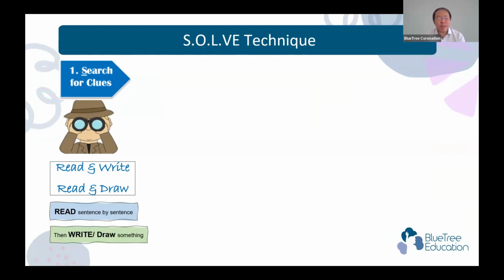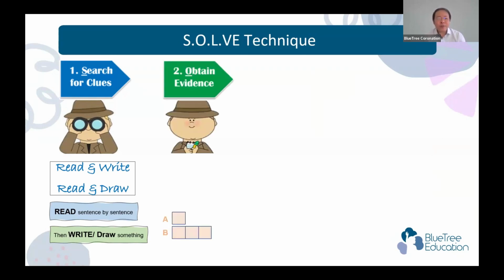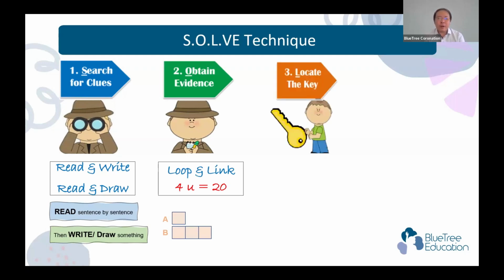You may read and write or draw a model to take down the notes. So for example, if the question says B has twice as many as A, that will give you a clue that B will have 3 units and A will have 1 unit. So you want to obtain the evidence, in this case, that the total of A and B together is 4 units. And they may give you a clue like, oh, this 4 units represents $20. So you can actually link it up, all right? So write down the statement: 4 units actually represents $20.